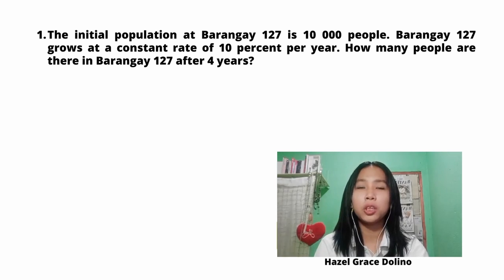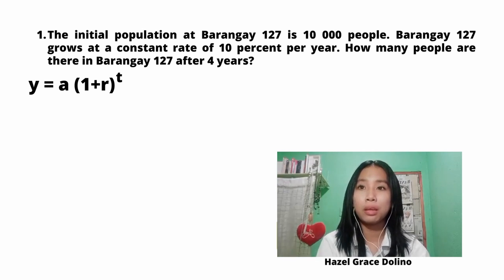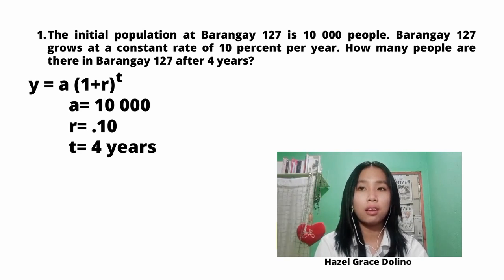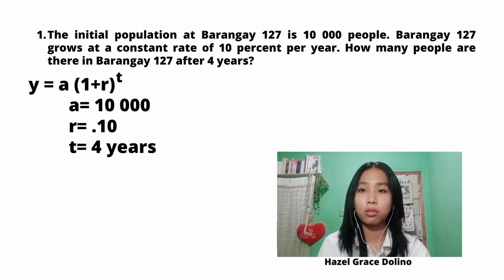Moving on to item number 9, we have the given problem. The initial population at Barangay 127 is 10,000 people. Barangay 127 grows at a constant rate of 10% per year. How many people are there in Barangay 127 after 4 years? Our exponential growth formula will be y is equal to a times quantity of 1 plus r raised to the power of t, wherein our a, or initial value, is 10,000, our rate in decimal form, or r, is equal to 0.10, and our time in years is 4 years.